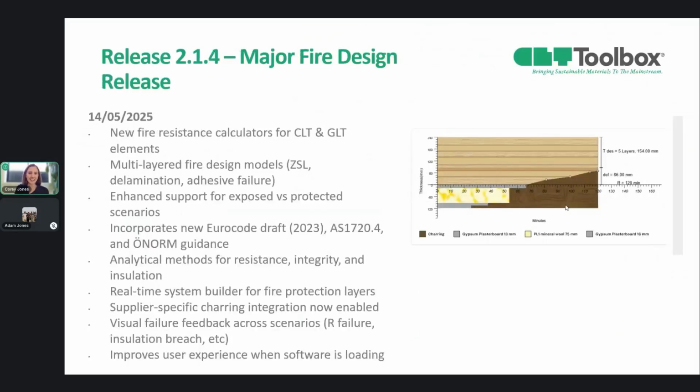But the reason that we're here today is to talk about the major fire design release that's just happened this morning. So it's very exciting. We've got new fire resistance calculators for CLT and GLT elements, multi-layered fire design models, and enhanced support for exposed versus protected scenarios. It incorporates the new Eurocode draft, analytical methods for resistance, integrity and insulation, a real-time system builder for fire protection layers, and supplier-specific charring integration now enabled. We've got visual failure feedback across scenarios, and we've also improved our user experience when the software is loading.